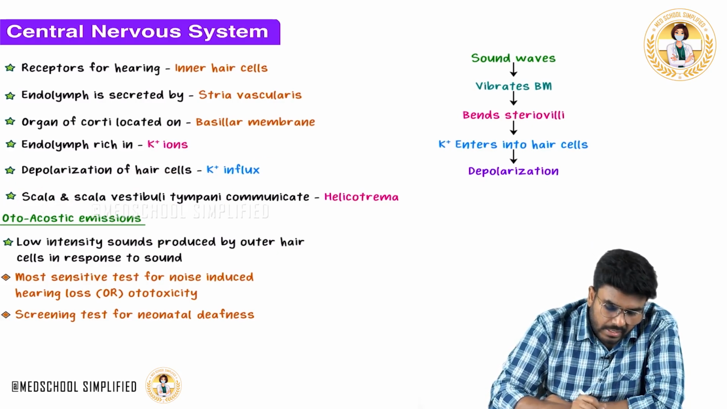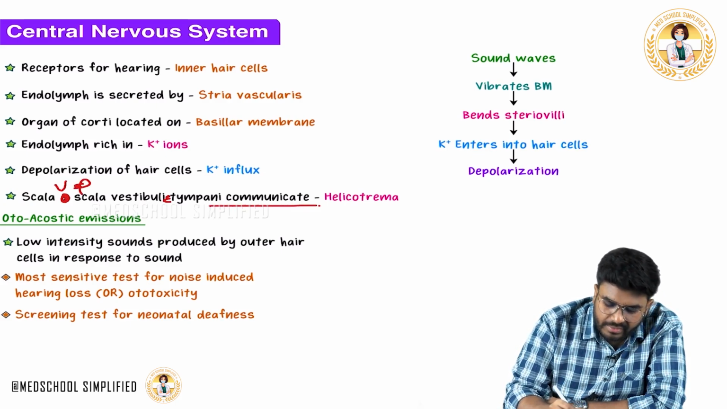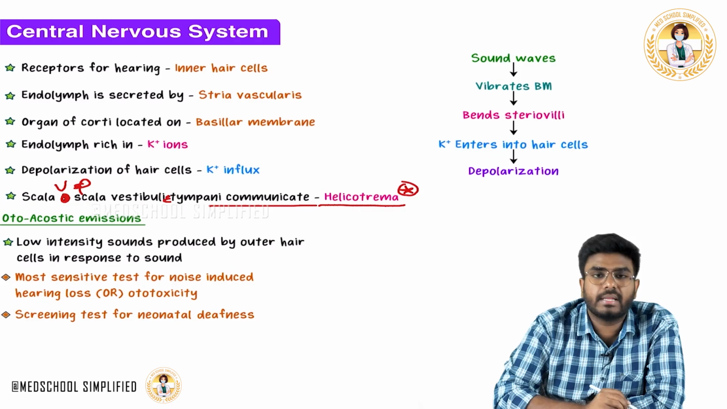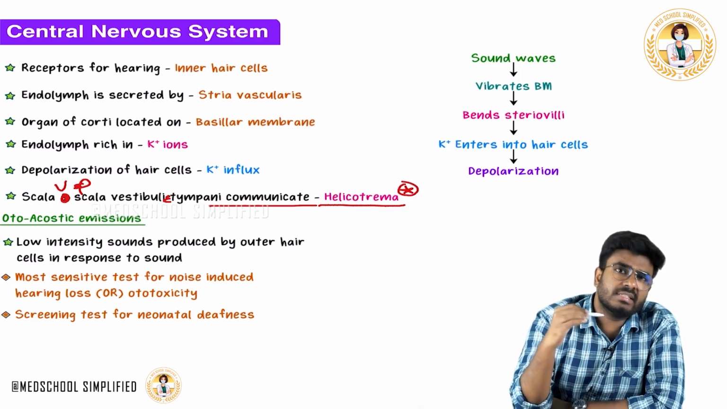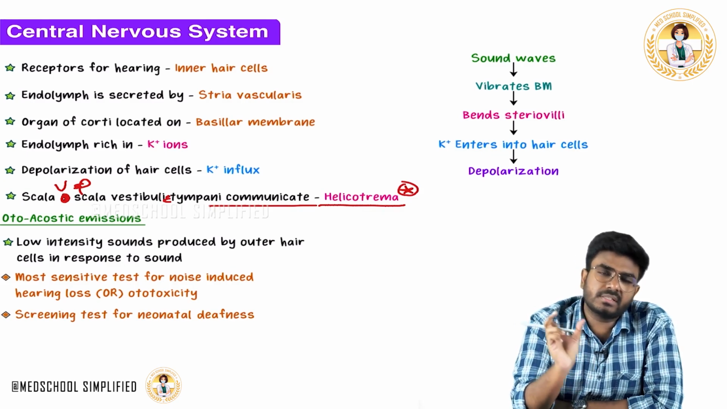Now, scala vestibuli and scala tympani communicate via a structure called the helicotrema. Done. Now, when we were discussing the organ of Corti, I told you there are two types of cells present: inner hair cells and outer hair cells.